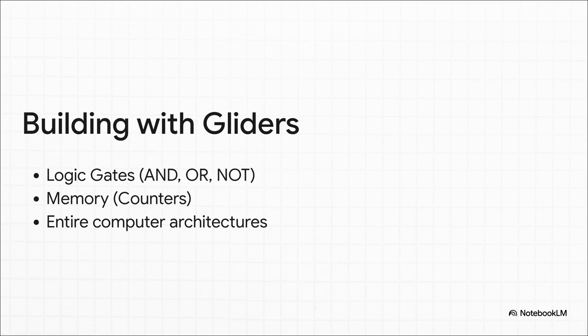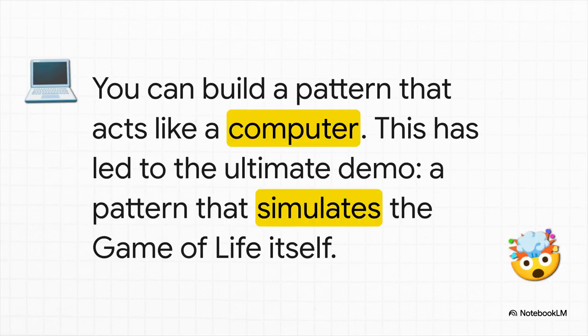Well, if you can create a steady stream of gliders, you can make them crash into each other in very specific ways. And with those collisions, you can build logic gates, the basic AND, OR, and NOT gates that are the building blocks of every computer chip. And if you can build logic gates, well, you can build memory and processors. You can literally build a computer. Let that just sink in for a second. You can arrange a pattern of cells that just by following those 4 simple rules acts like a universal computer.